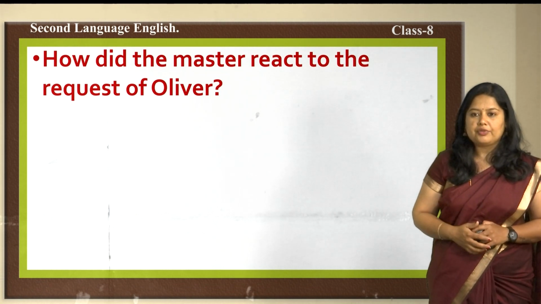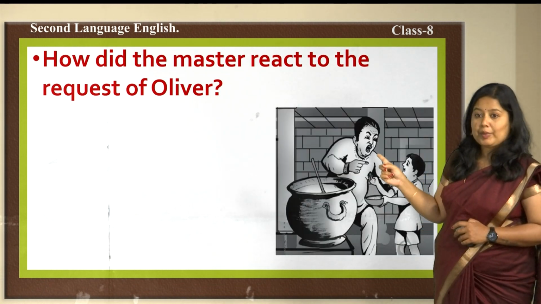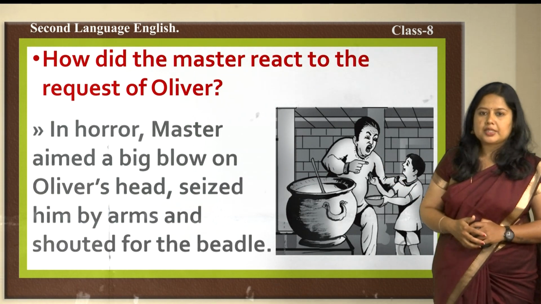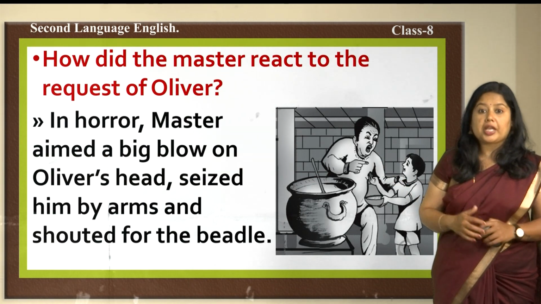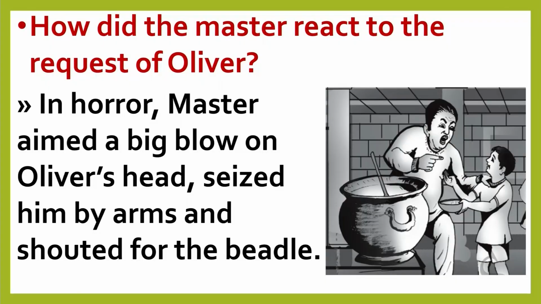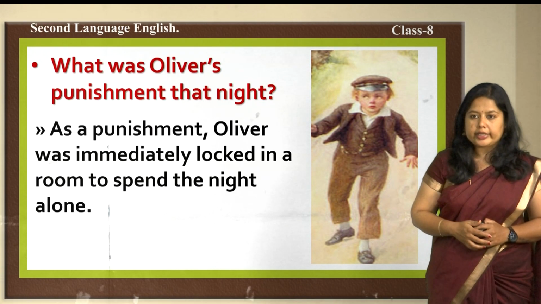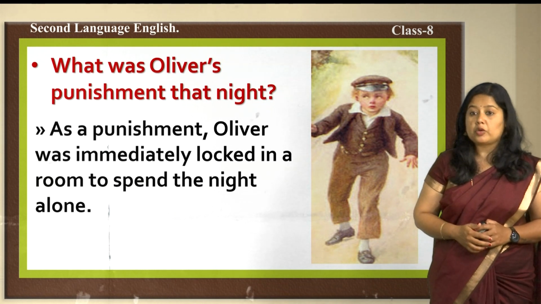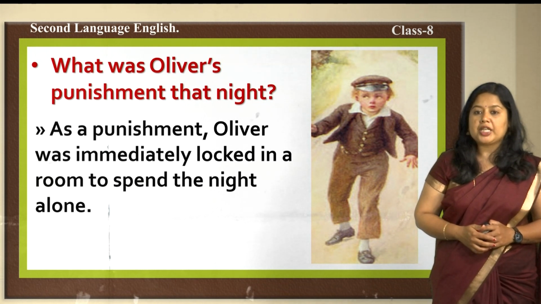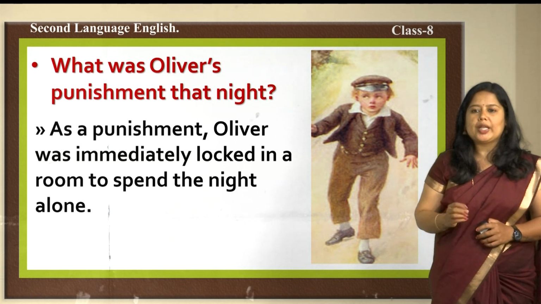What was the reaction of the master? Do you remember? What did he do? Yes, you are right. In horror, the master aimed a blow on Oliver's head, seized him by the arms and shouted for Mr. Beadle. What is the punishment that Oliver got on that night? All of us know the cruel punishment that he got. As a punishment, Oliver was immediately locked in a room to spend the whole night alone.